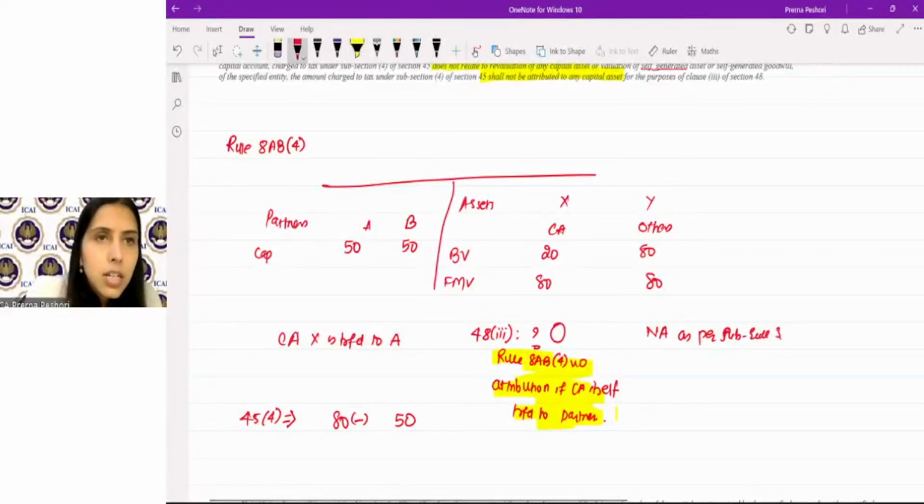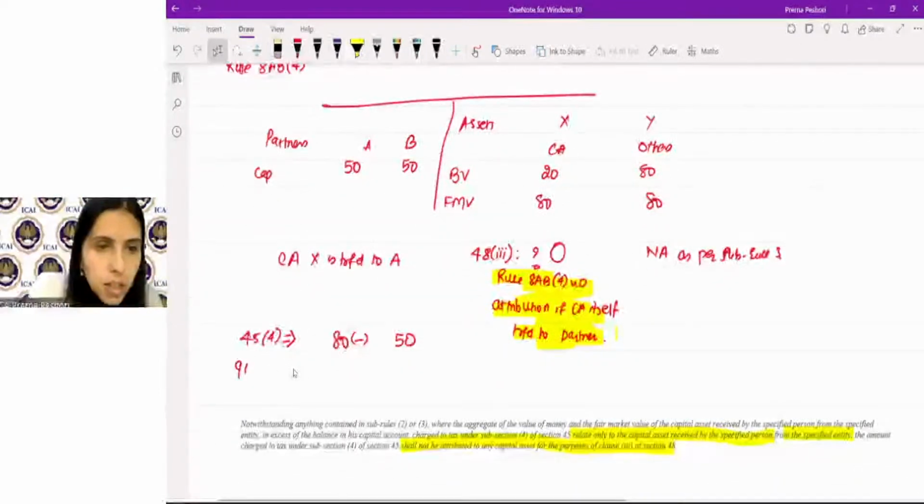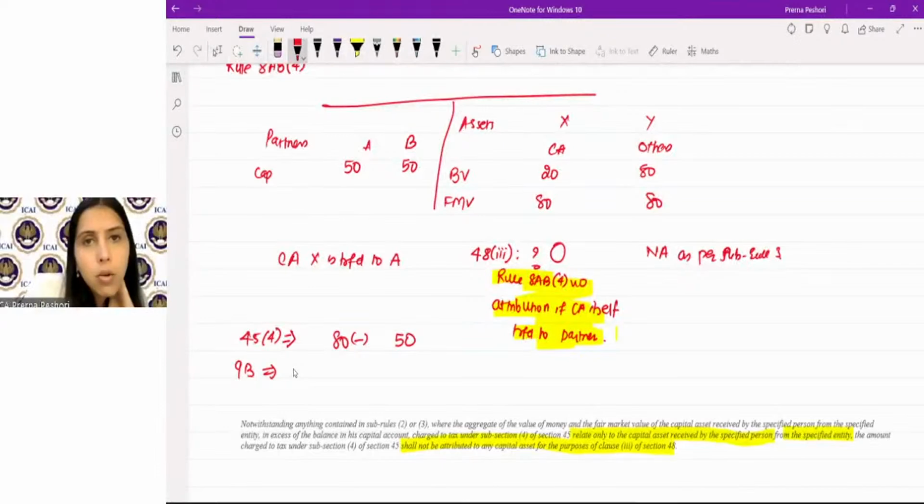Here 9B will also be applicable. What will be my 9B here? 9B will be again 80 minus my cost. 9B will also be applicable, sorry, 80 minus 50. So here my 9B will also become applicable because here capital asset is transferred. Yes, so here double tax is happening. Here double tax is happening. Are we clear? Any doubt?